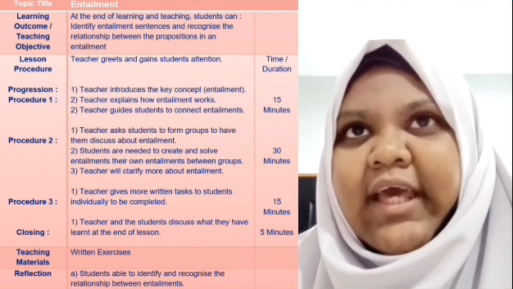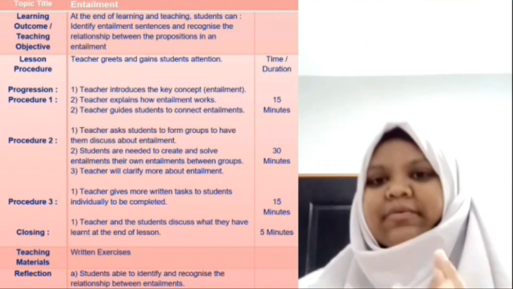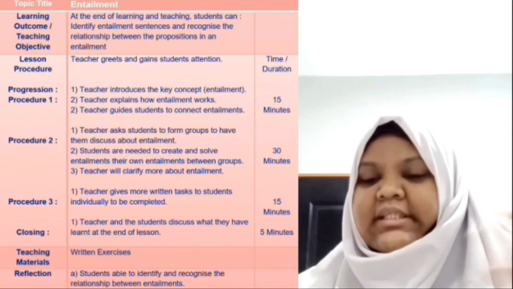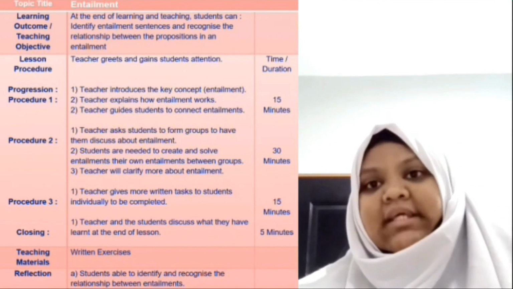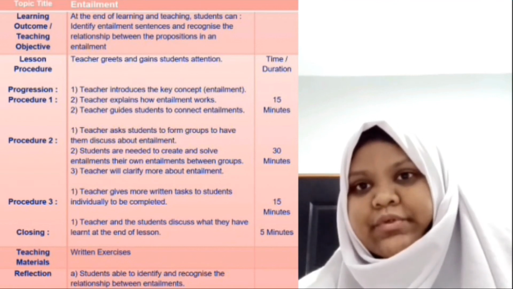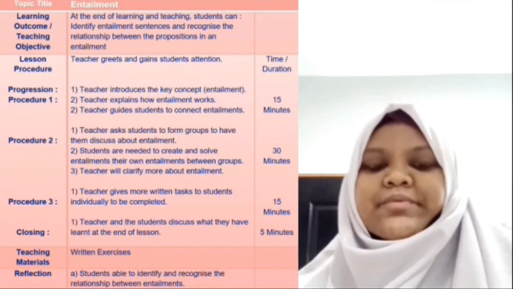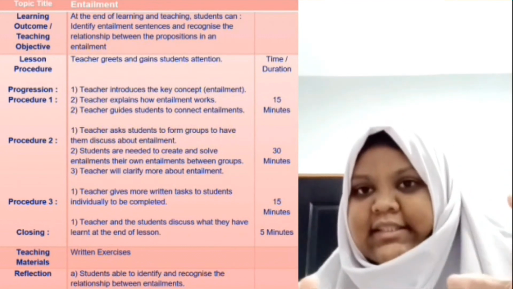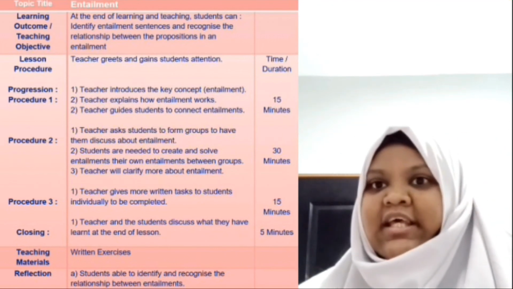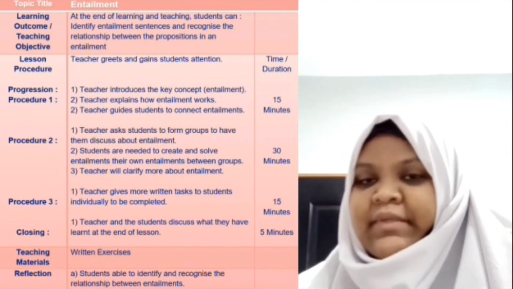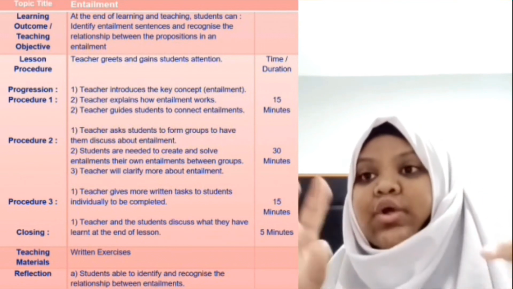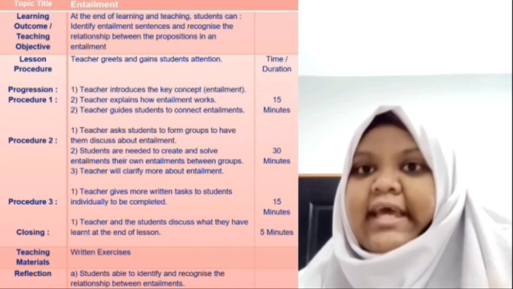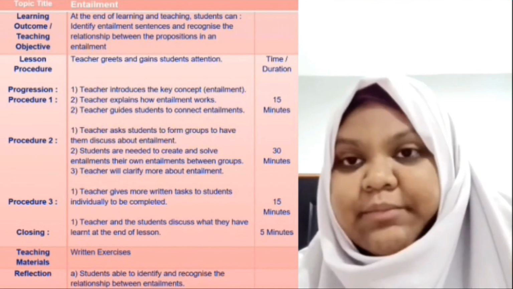Okay, now let's look at the second procedure. After giving a very brief explanation on what entailment is, the teacher can move on with dividing the class into groups. After the groups are formed, the teacher can ask these groups to create sentences, of course entailment sentences, and they need to prepare the answer as well. After that, they can discuss between groups and ask for the answers to the sentences that they have created. That is the second procedure.